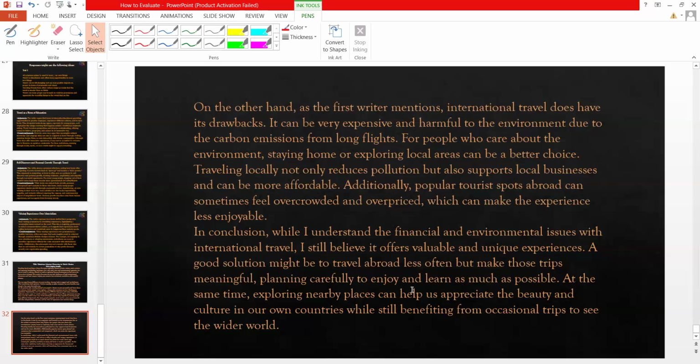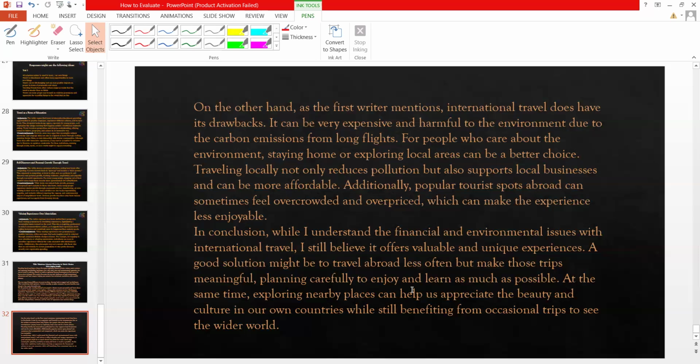Anyways, traveling locally not only reduces pollution but also supports local businesses and can be more affordable. Additionally, popular tourist spots abroad can sometimes feel overcrowded and overpriced, which can make the experience less enjoyable. Okay. So he or she is giving so many ideas. That is why he or she agrees, and these are the arguments the writer has placed.